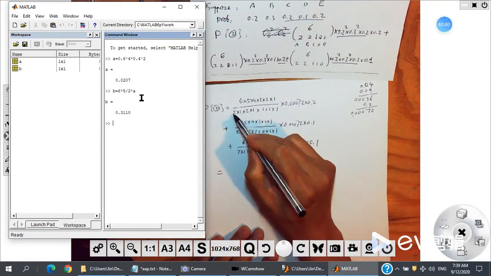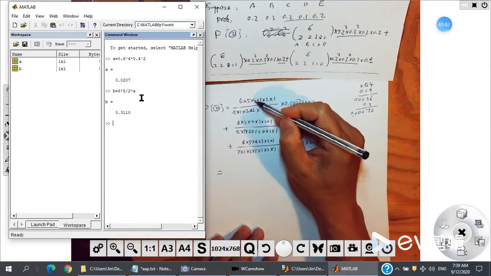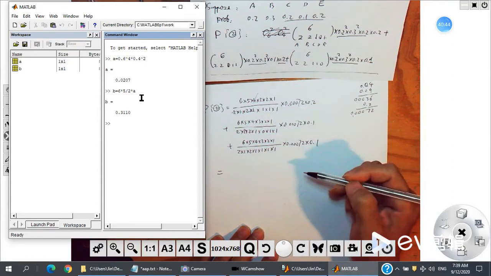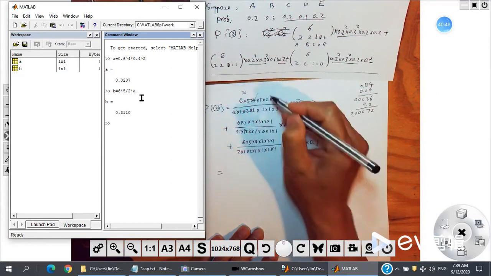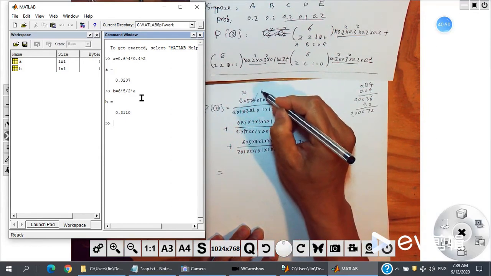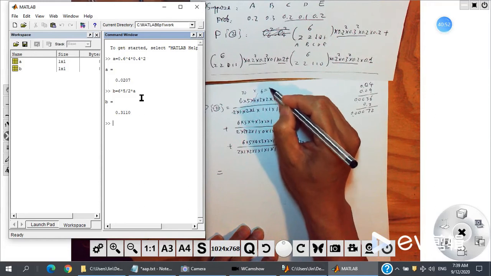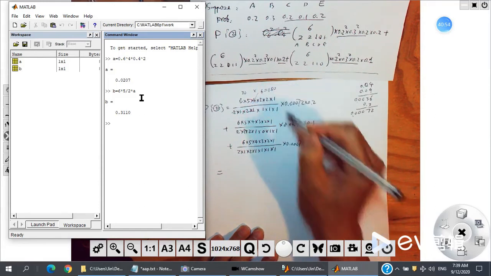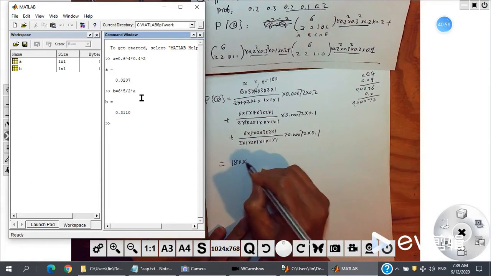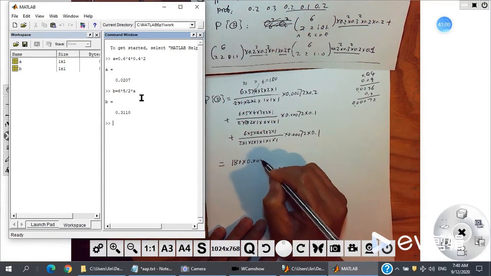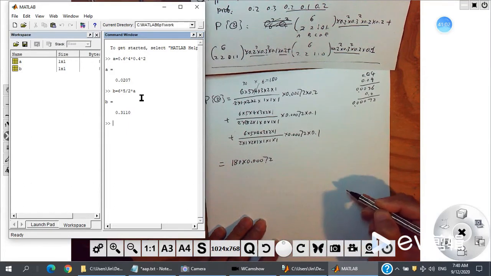I have 2 and 2. I can cancel with this 4. Then I have 5, 6, that's 30. 2, 6 is 6. So this is 180. 180, right? So it's 180 times 0.00072. Okay.